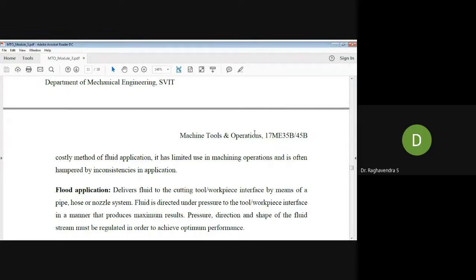Sir, yes. Mahendra, any doubt, sir? No, sir. No, sir.